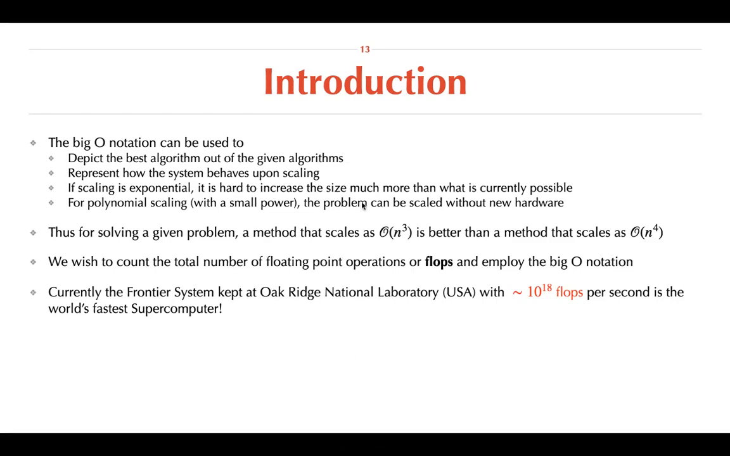So let's say one of them scales as n cube, one of them scales as n power 4. Then we will choose this method, because when you increase n, the number of operations that you will have to perform in this case will be smaller as compared to this case. So we will count something called flops, or the floating point operations.